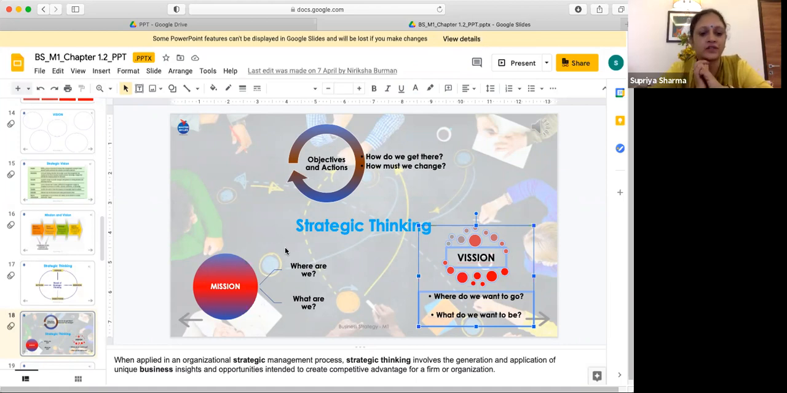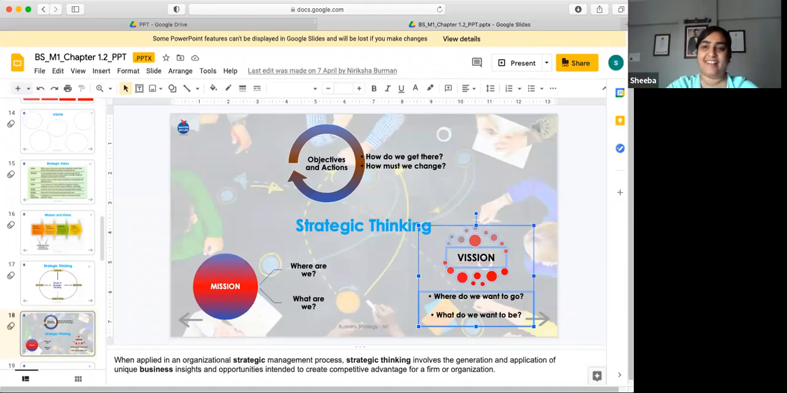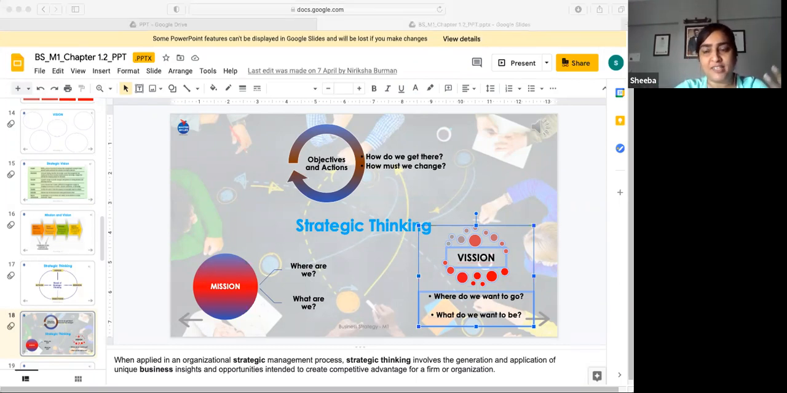Yeah, Shiba, thanks for raising your hand. Good to hear from you. Yes, thank you, ma'am. Please go ahead. I just made a few points. I'm not sure if I'm right or wrong, but just an assumption that this could be.